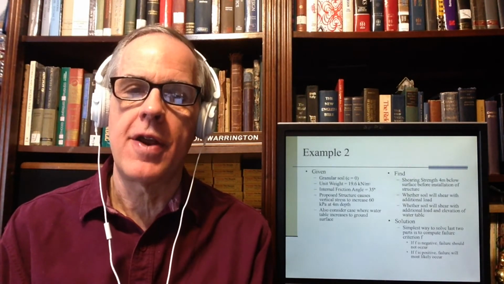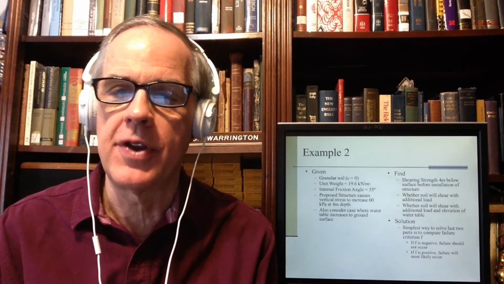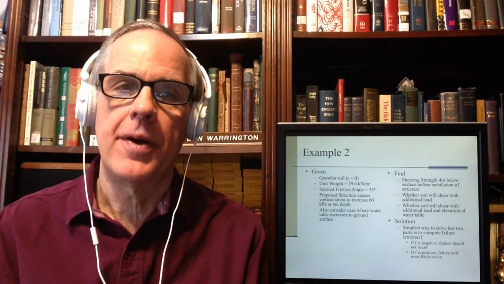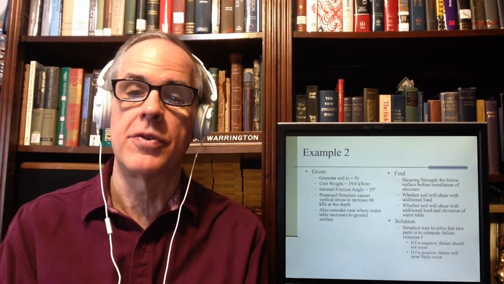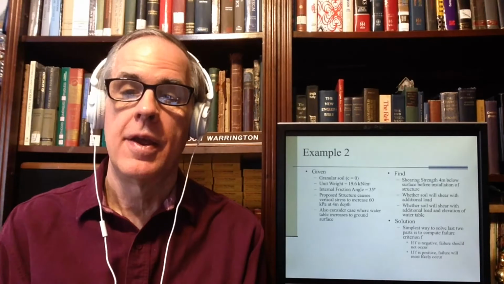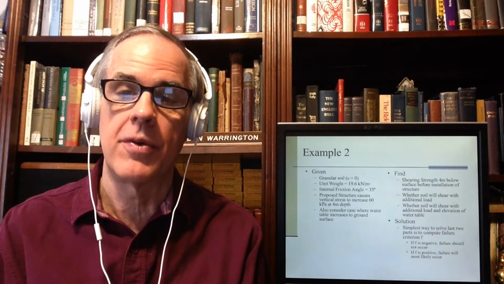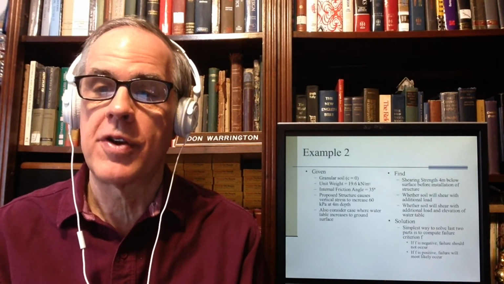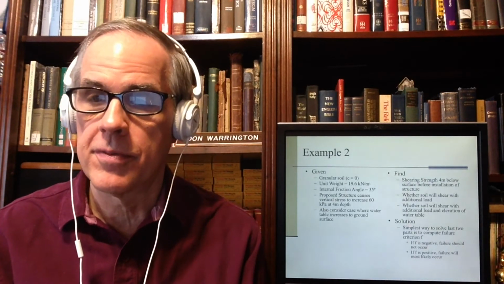Another granular soil, unit weight 19.6, internal friction angle 35. Whatever proposed structure I'm putting on top of this causes the vertical stress to increase 60 kPa at 4 meters of depth. Also consider the case where the groundwater table is at the ground surface. Find the shearing strength 4 meters below the surface before installation of the structure.